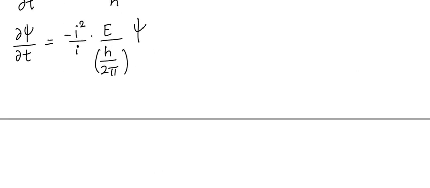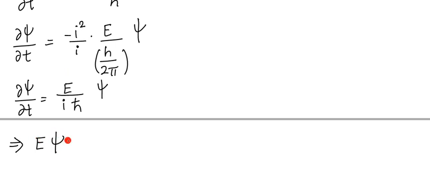Okay, now if I move ahead, what will I get? I get that del psi by del t will be equal to i squared, that is minus 1, and this minus and this minus become plus, and simply what I get is E, and this is i, and h by 2 pi means h cut squared, and psi. Okay, so then what will be the value of E psi?